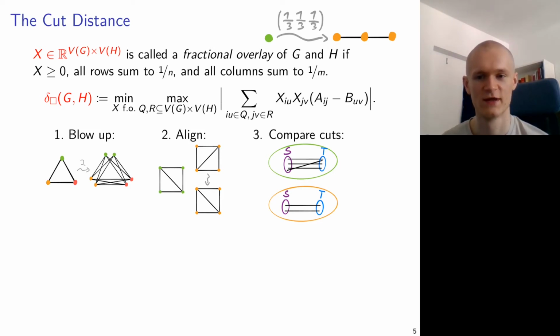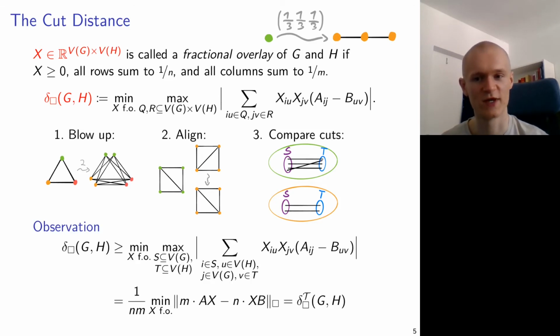So a fractional overlay, just as the name suggests, allows you to map a fraction of a vertex to a fraction of some other vertex. And you basically can think of this as blowing the graphs up. Here you can see a blow up of 2, and then aligning them as well as possible. And then this maximum just compares the cuts of the graph. So you compare the edge densities between all cuts in our graphs. This is the cut distance.